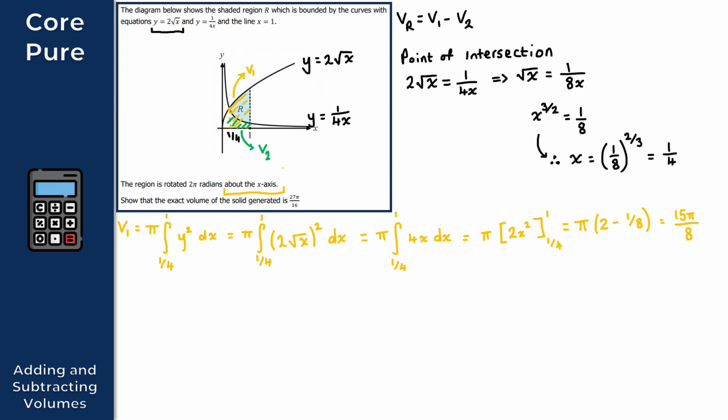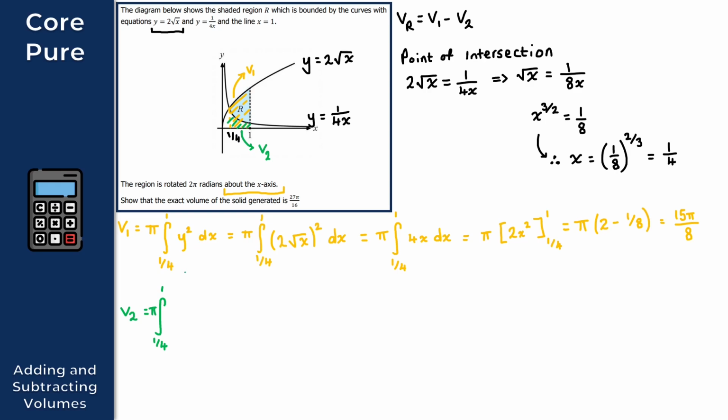We now also need V2. So again, let's just do that in the same color here, just so you can see how this matches up. So for V2, what I've got here is pretty much the same. The only thing that will change now is the integrand here, because we're integrating under a different curve. We're now integrating underneath this curve here, y equals 1 over 4x. So in that case, well, I forgot pi already. I can input it here though. So pi times the integral. Again, the limits are the same here. So 1 over 4 to 1.